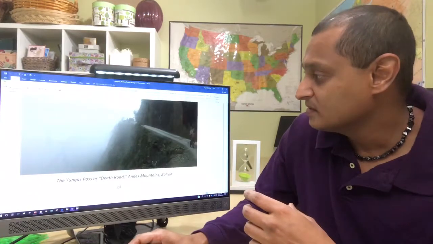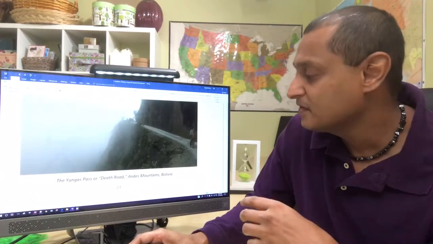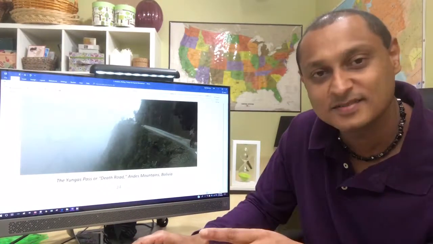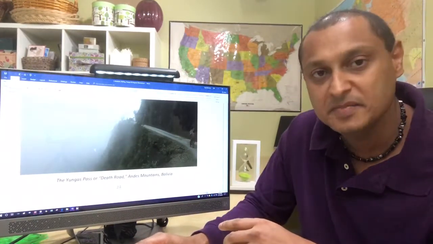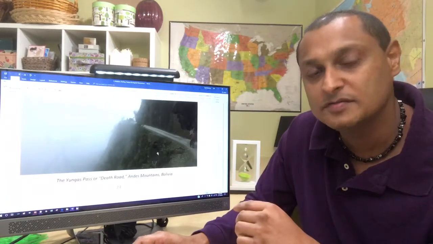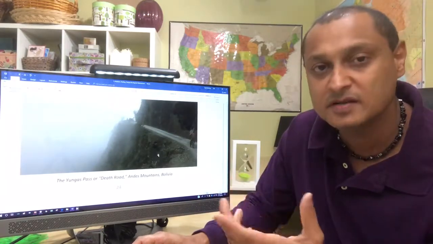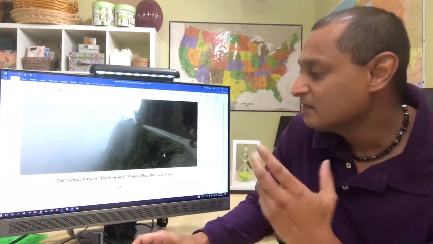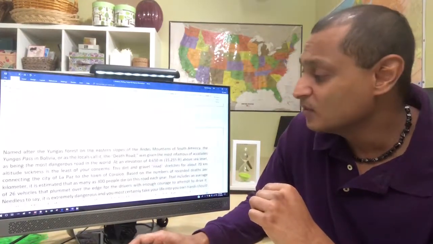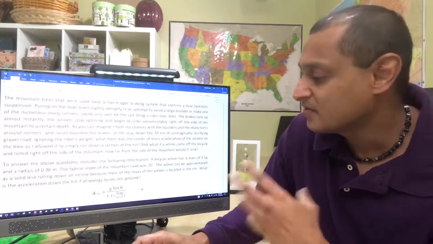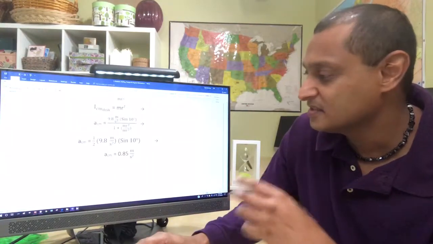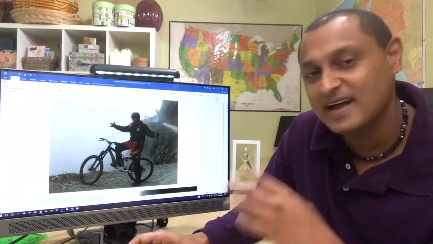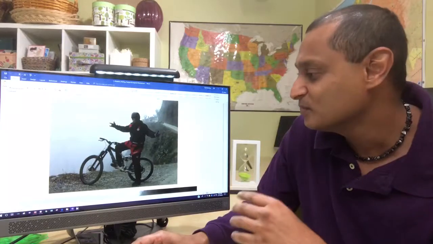So I pretty much spent about 50 miles worth of coasting down this hill, just hoping not to go off the edge and fall into the abyss over here. It's about 3,000 meters above sea level, about 15,000 feet would be the equivalent. So we created an example of the acceleration of the center of mass of those bicycle tires as I coasted my way down the Death Road, the Yungas Pass in Bolivia.